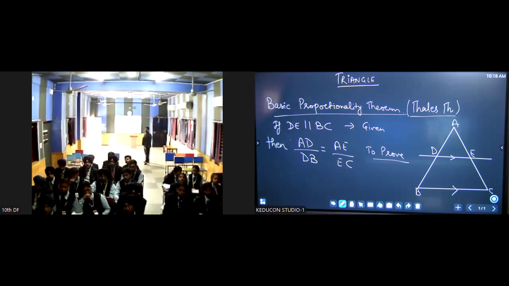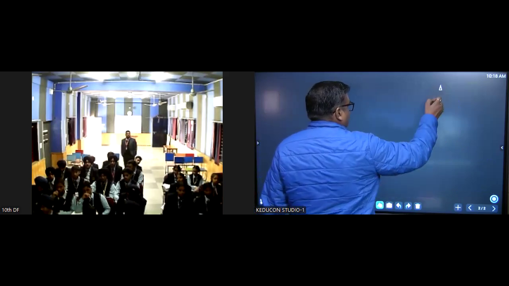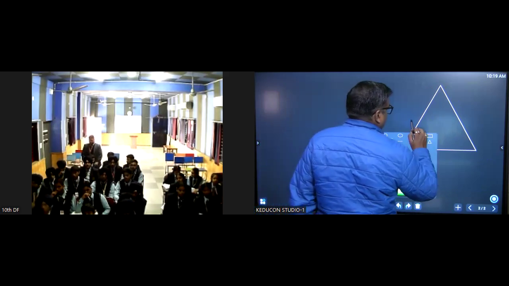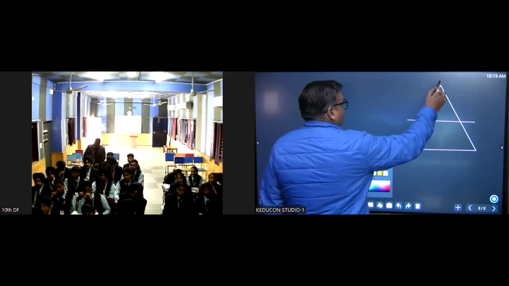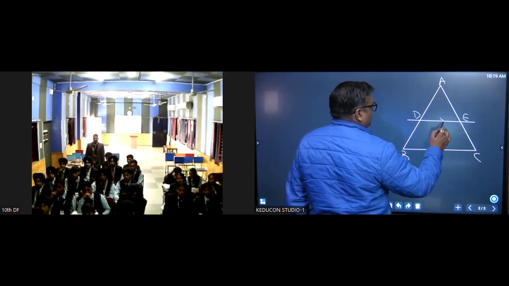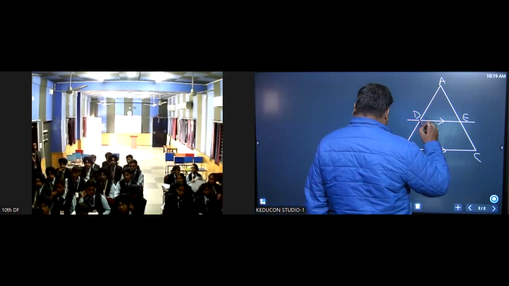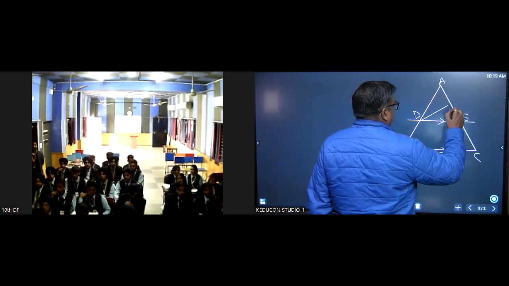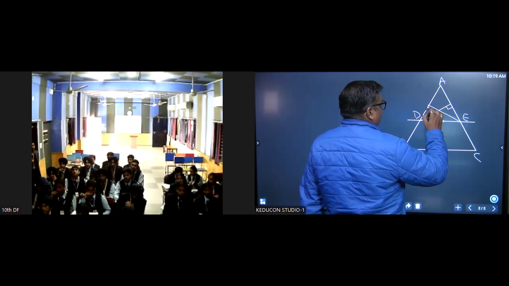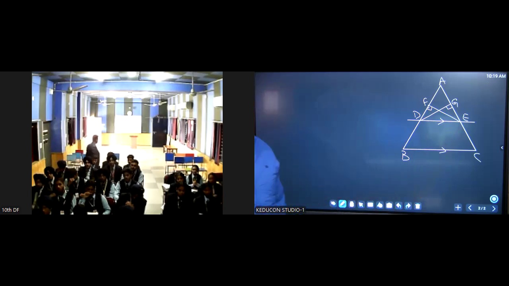How to do this, students? See, we have this triangle. Right? Now we'll do some construction. What construction we'll do? Draw a perpendicular from D to AE. This is perpendicular. Draw a perpendicular from E to AD. Is it clear?